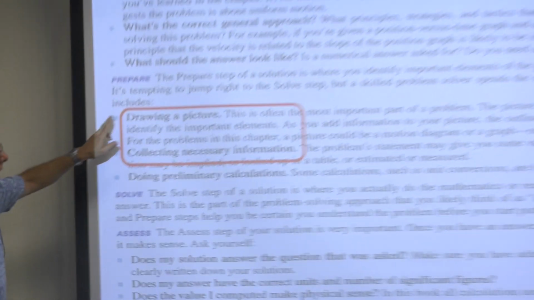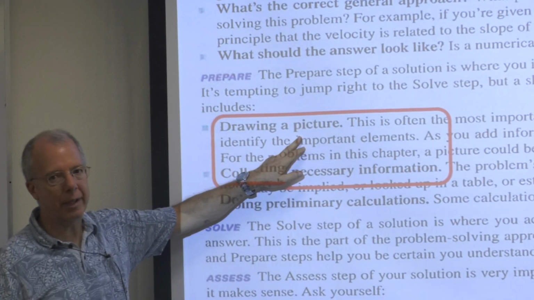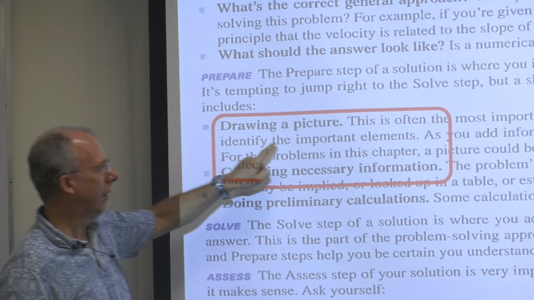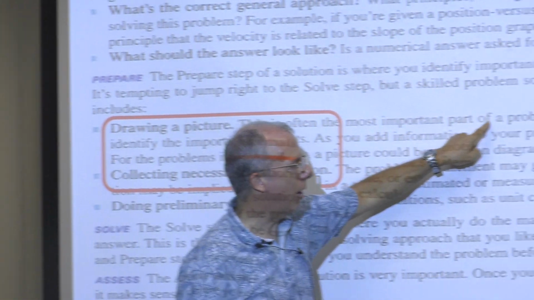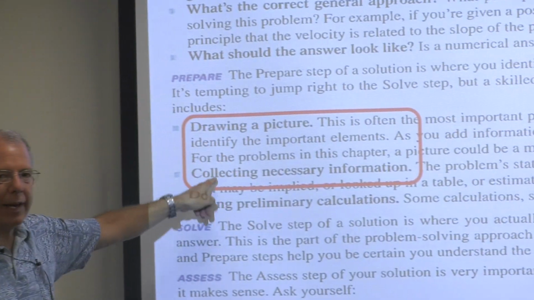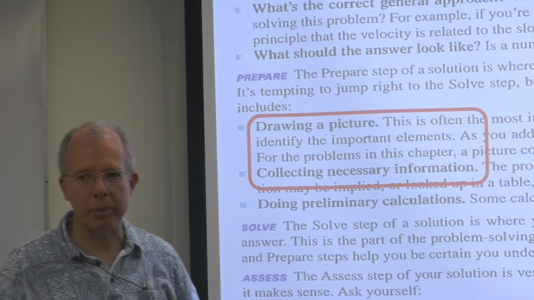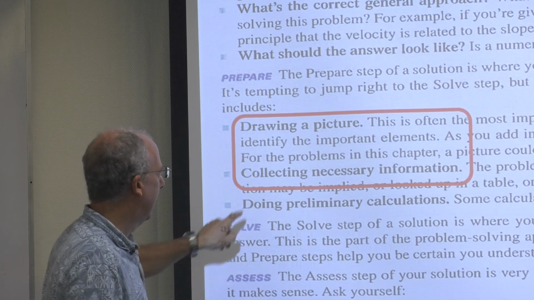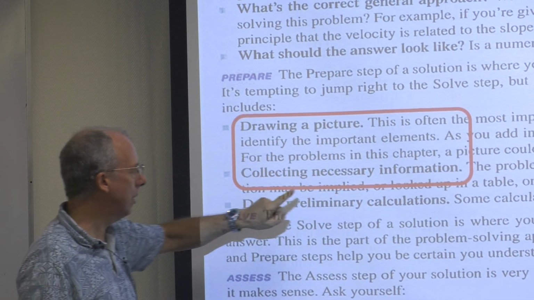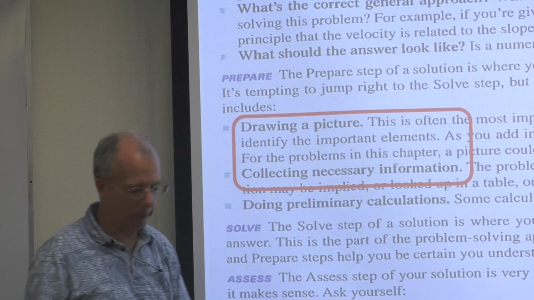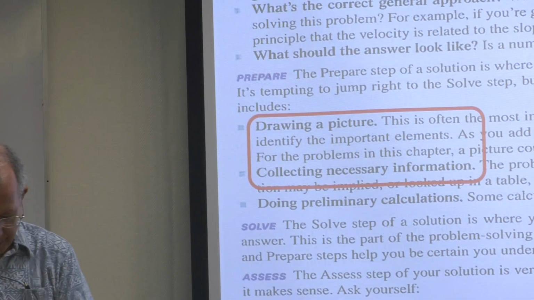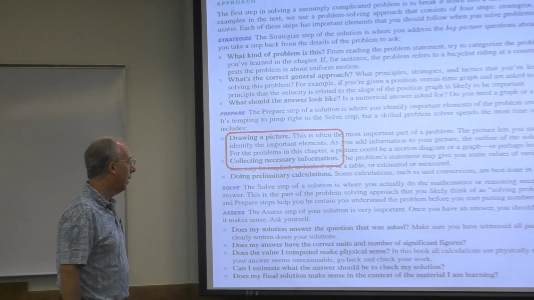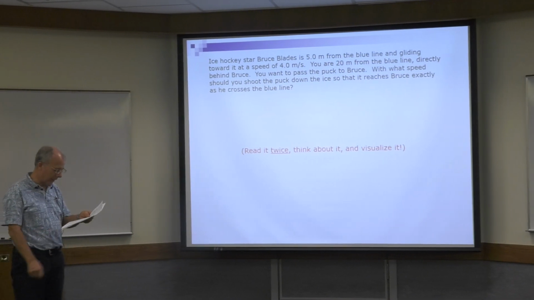We're going to learn how to draw what's called a pictorial representation. This is often the most important part of the problem. If you get this right, and you don't make a silly algebra mistake, you get the problem right. It's as simple as that. So draw the pictorial representation, which means you're going to collect the necessary information. So that's really the important part. So we're just going to do a bunch of problems now, okay?